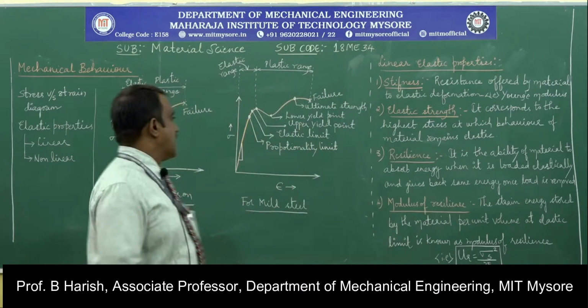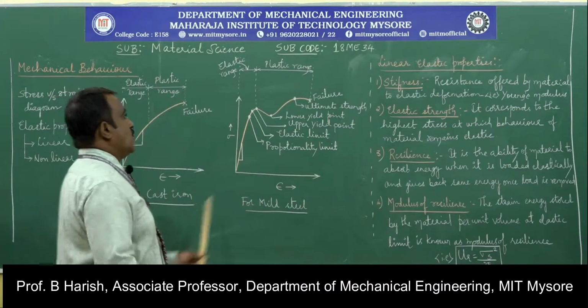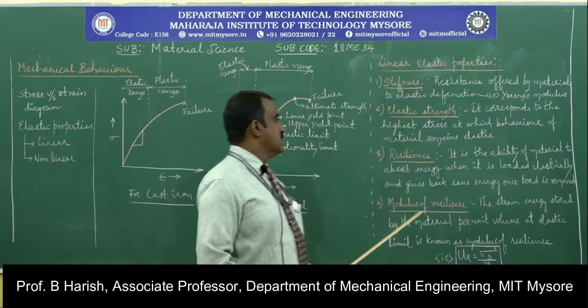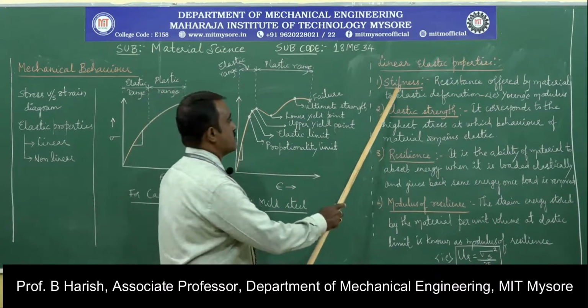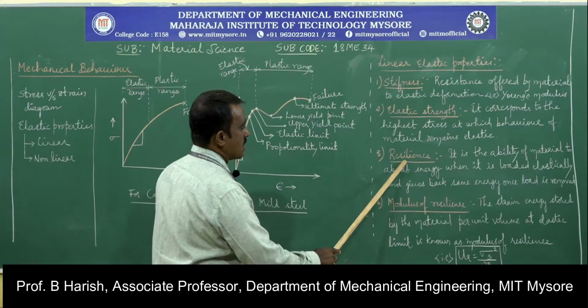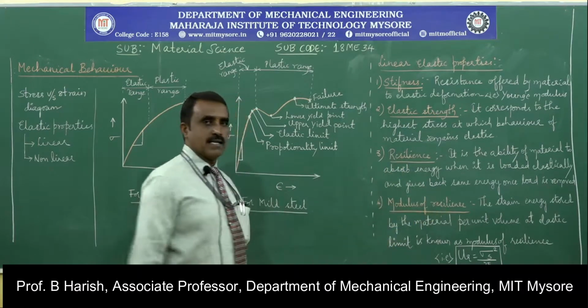Coming to the first one, linear properties. In linear elastic properties, we can study four different properties. The first one is stiffness, the second one is elastic strength, then resilience and modulus of resilience.